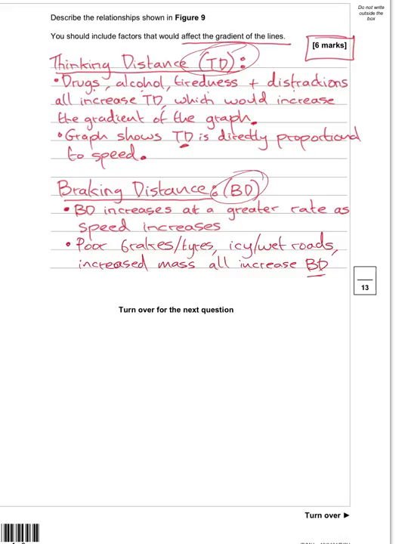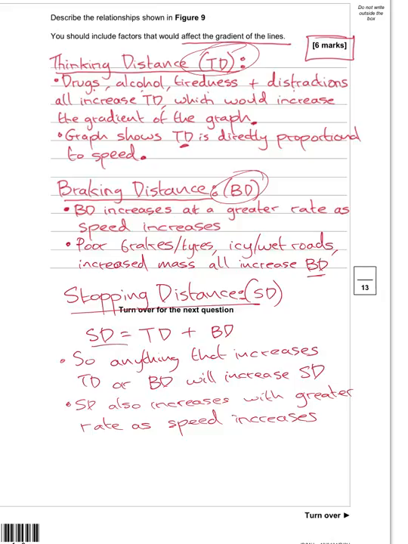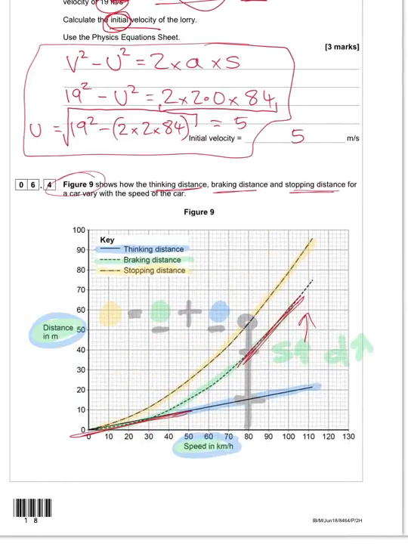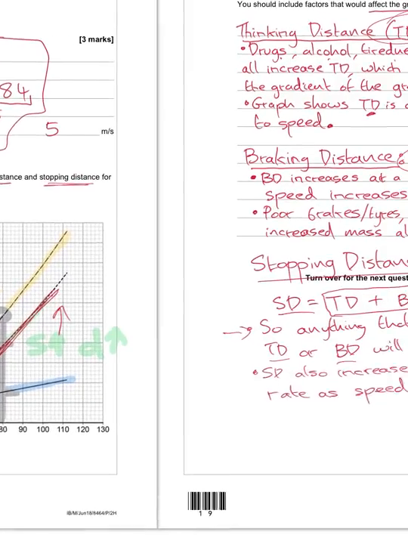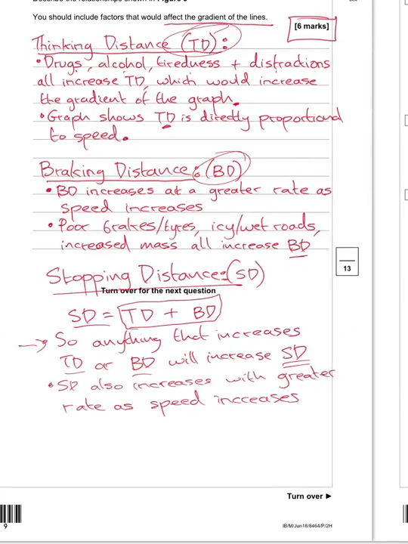And the reason why we know that is because stopping distance is equal to the thinking distance plus the braking distance. So it's worth saying that anything that increases thinking distance or braking distance will have an effect of increasing stopping distance. And because the shape of the graph for braking distance is not linear, then stopping distance won't be linear either. So it is also worth tacking on that last sentence that stopping distance also increases at a greater rate as speed increases, and that would easily get you 6 marks.